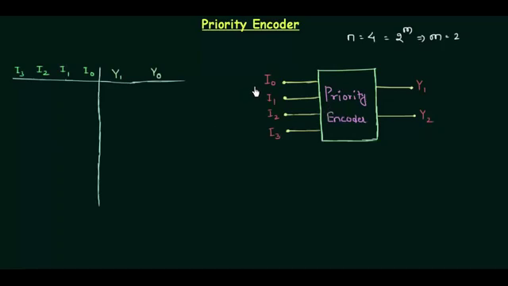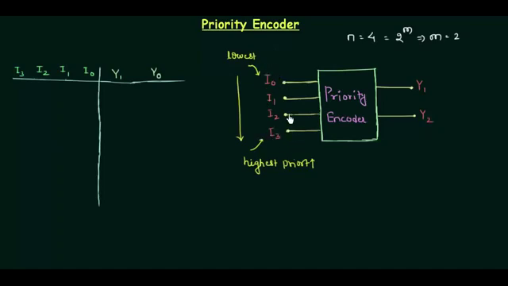Before moving to the truth table, let us first set the priority for the inputs. I assume I0 is having the lowest priority, and I3 on the other hand is having the highest priority. So I can say that moving from top to bottom, from I0 to I3, the priority increases. It means I0 is having the lowest priority, then I1, then I2, then I3.